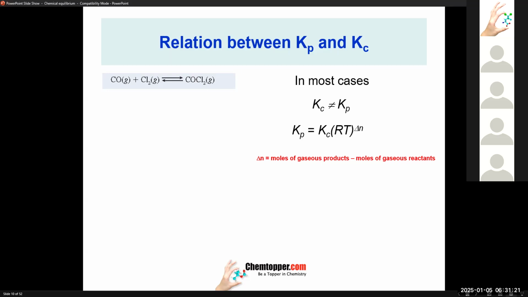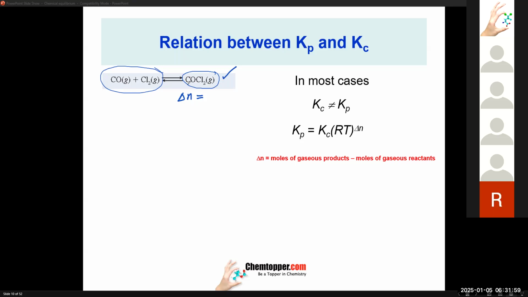So can you tell me what is delta N here? In this reaction, what is delta N? Delta N is the number of moles on the product side minus the reactant side. What is it? Anish, Kavya, what is it? 1. The number of moles on the product side is 1. The number of moles on the reactant side is 2. 1 minus 2 is minus 1. That is delta N. So that's how you can relate Kp and Kc. We did plenty of questions based on it in the last class.